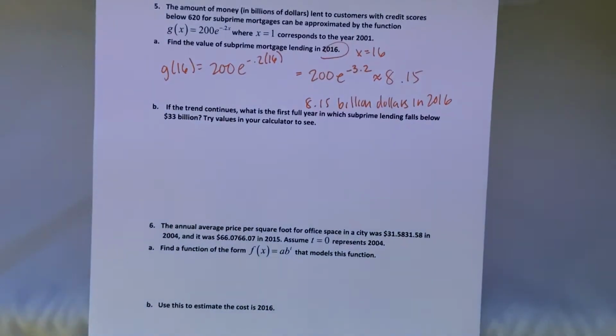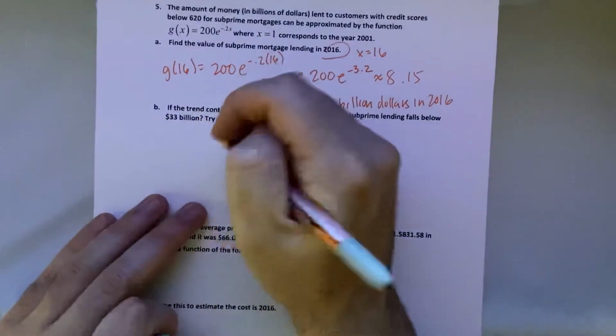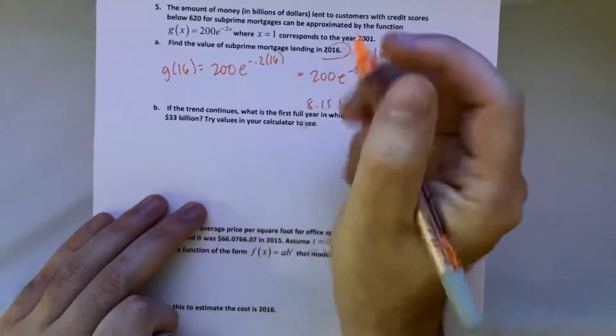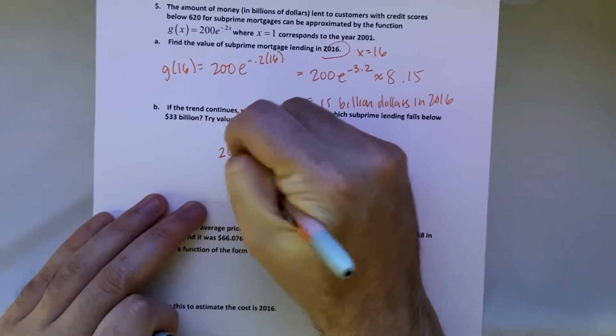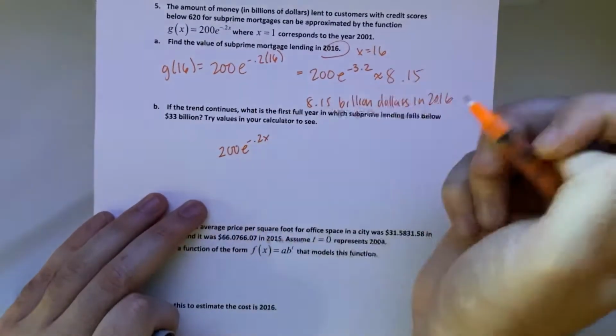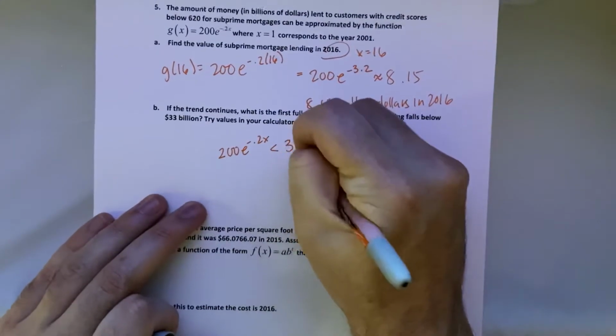If the trend continues, what is the first full year in which subprime lending falls below 33 billion? Try values in your calculator to see. Okay, so we're trying to figure out when is 200 e to the negative 0.2x less than 33.